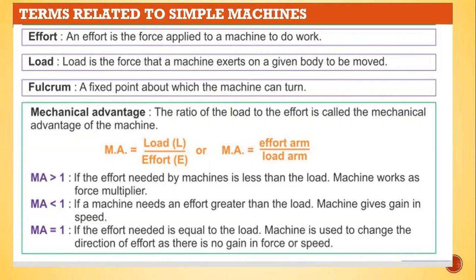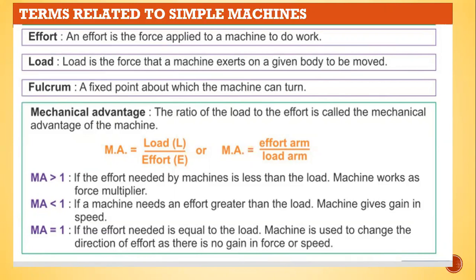For every machine, we have to define its mechanical advantage. Depending upon the mechanical advantage of the simple machine, we can tell its use, whether it is used as a force multiplier, or for changing the direction of effort to a convenient direction, or it will give us gain in speed. So what is mechanical advantage? It is the ratio of the load to the effort. Ratio of the load to the effort is called mechanical advantage.